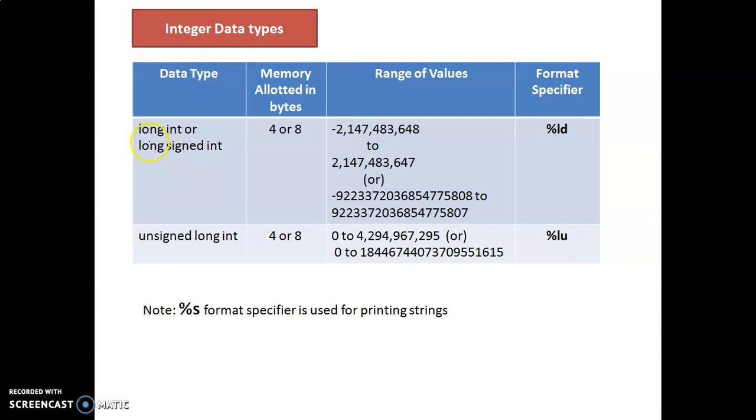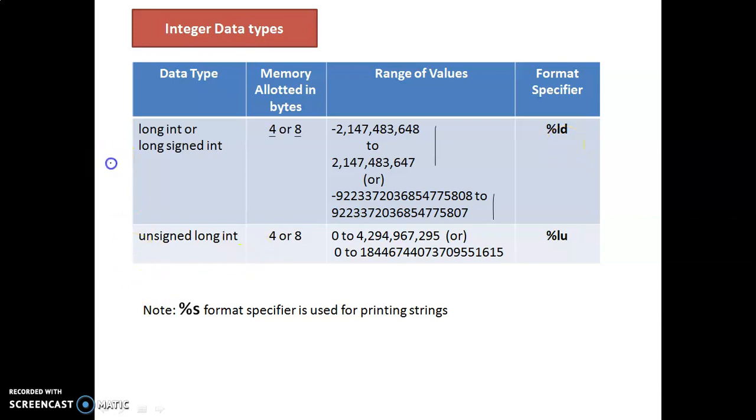Next, there is another category, long integer, or it is also written as long signed integer. Again, it allows 4 bytes of memory or 8 bytes of memory. If it is 4 bytes of memory, this is the range. If it is 8 bytes of memory, then this is the range. And the format specifier used here is %ld.